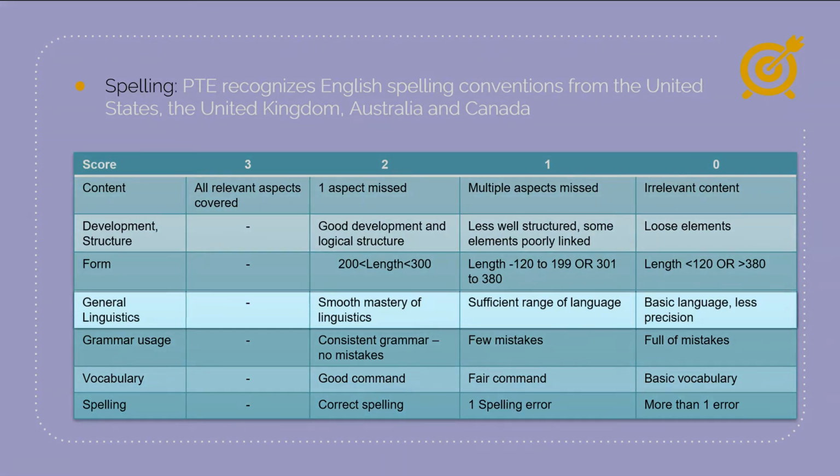Next, you get 2 points for general linguistics if you present smooth mastery of the English language. So be precise and clear. You lose points if your response is not smooth.